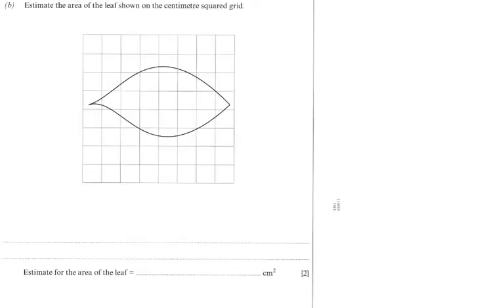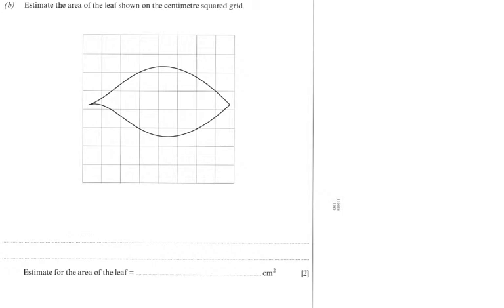Okay, in this revision video we're going to look at how we estimate area. Okay, keyword is estimate. We are not going to do any calculations. There will be no use of any formulas and multiplication to work out the areas. We've got to estimate. Okay, so we've got to count the squares, right?